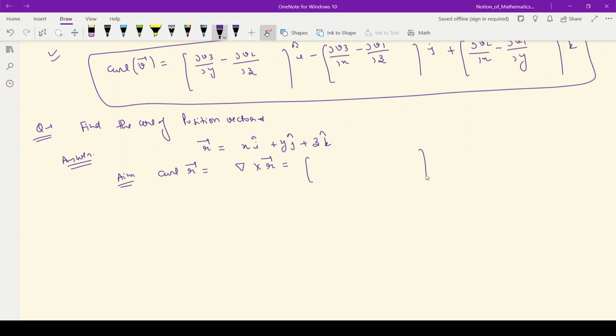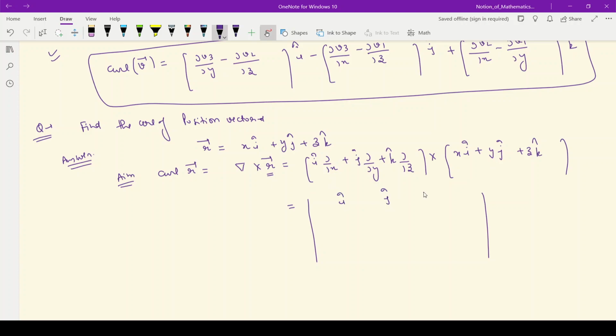So again I may write it like i cap partial by partial x plus j cap partial by partial y plus k cap partial by partial z, cross product with this r vector. R vector is x i cap plus y j cap plus z k cap, and in the determinant form it may be written as i cap, j cap, k cap, and then these coefficients partial by partial x, partial by partial y, partial by partial z, and in the next row these coefficients x, y and z.